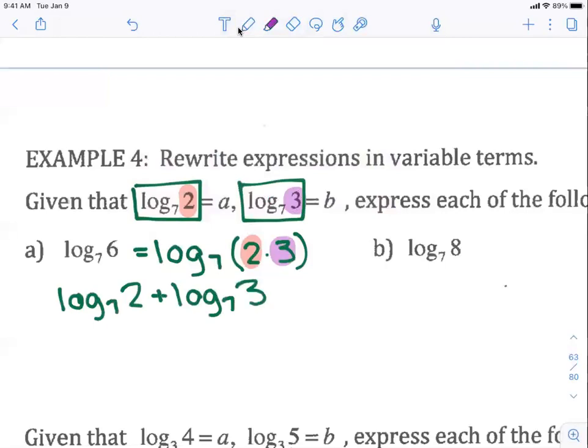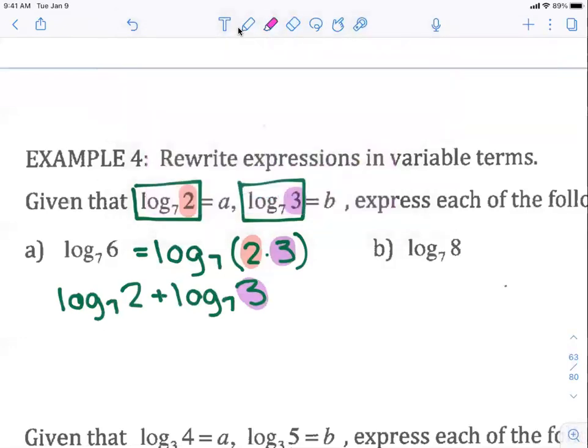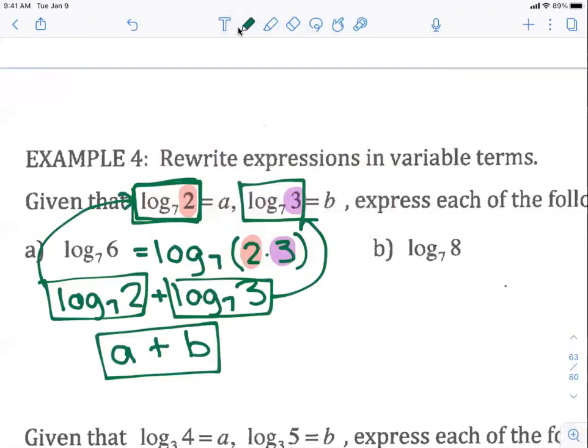Okay, so once again, I've got my 2 and my 3 here, very important. What we can go ahead and see now is log base 7 of 2. Let me erase that. Notice that this entire thing is this entire piece there. They're exactly the same, so I can replace that with an A. Plus, notice log base 7 of 3 is the same as this. Since it's exactly the same, I can replace it with a B because it says write it in terms of A and B. So your final answer is A plus B.